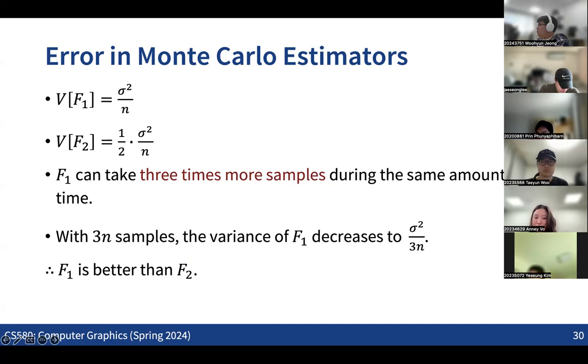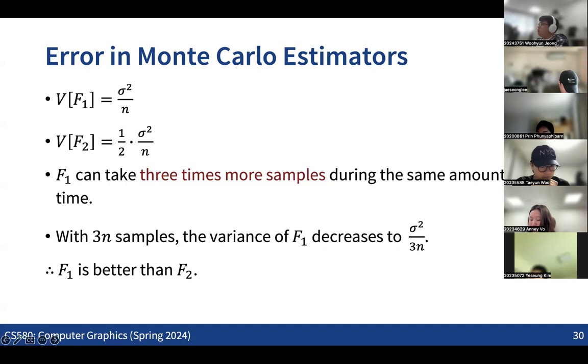Then we can say that for the number of samples we can get during the same amount of time, the variance of F1 becomes smaller than the variance of F2, which means there is a higher chance that we can get closer to the ground truth, the integral, right? So from this analysis, we can say that F1 is better than F2. So this is the case where we are caring not only about the variance, but also the computation time in assessing the efficiency of each estimator. It is clear.